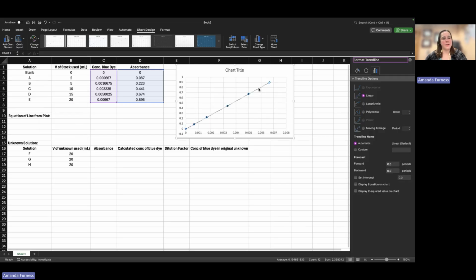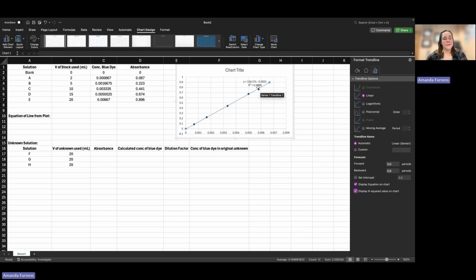If I double click on my trend line, it'll pop up some options over here. I want the linear trend line, and 2 things that I want to include are display equation on the chart and display the r-squared value. Remember, the r-squared value tells us basically how good our precision was. And here my r-squared value is 0.99999, which is really good.